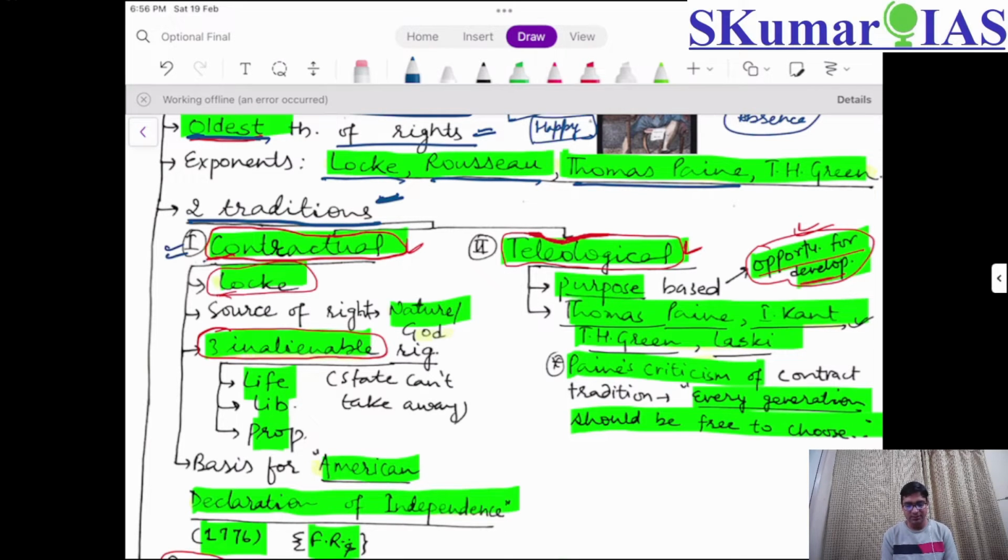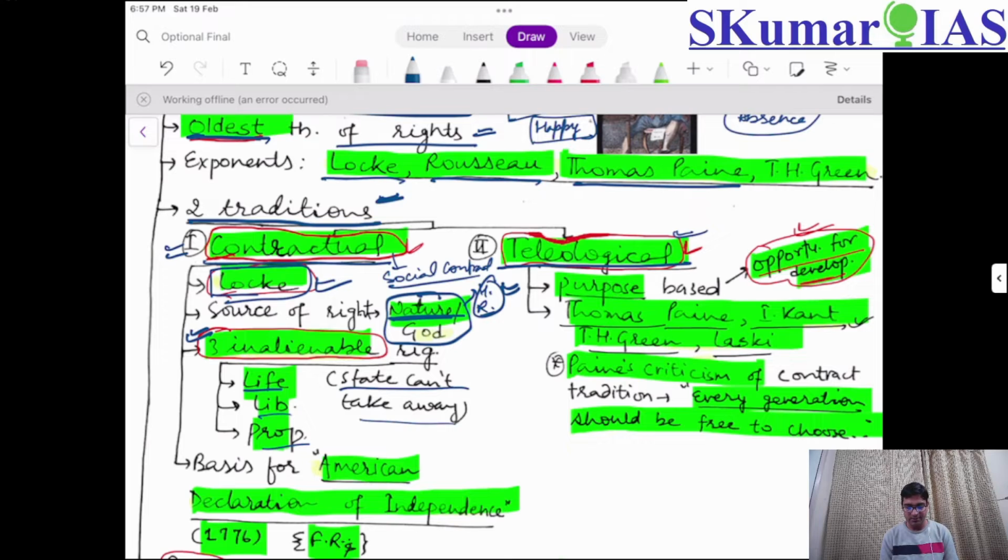The first one is the contractual theory. The second is the teleological theory. The contractual theory is given by scholars like John Locke, and no need to explain why, because they give the theory of social contract. In the contractual theory, the source of right is nature or God, and it comes out of human reason. There are three inalienable rights: life, liberty, and property. The state cannot take them away.